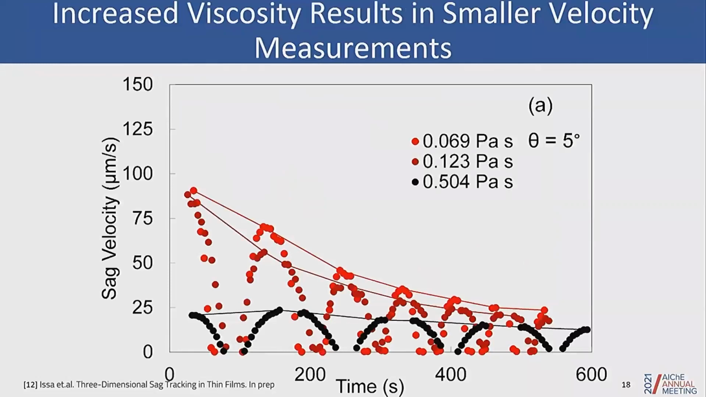The other observation is that increasing viscosity results in smaller velocity measurements. So looking at the maroon and the red dots, which represent the least viscous samples, compared to the black dots, which represent the most viscous, we can see increasing viscosity increases the force which opposes flow, and as a consequence, we were measuring smaller velocity measurements.